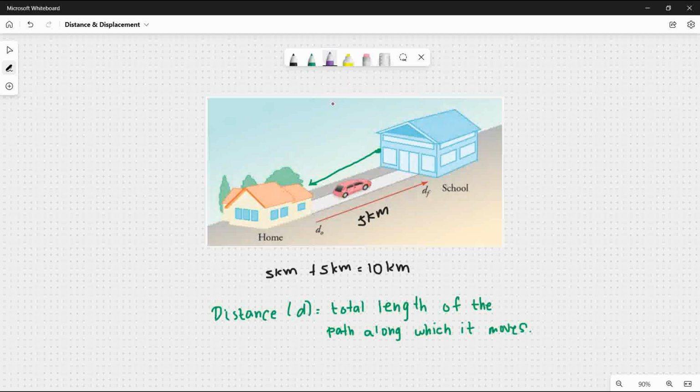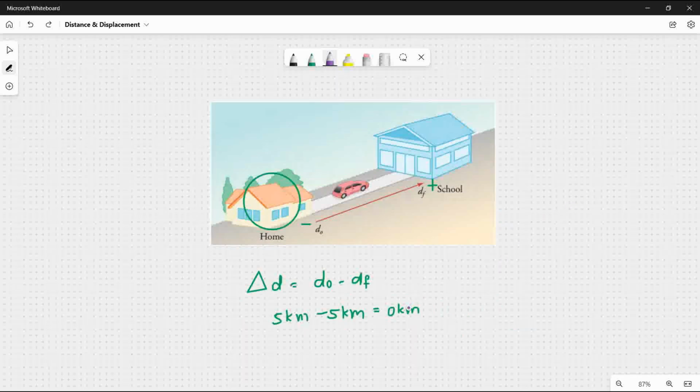So going back to distance, we only include the magnitude, the size or amount of the distance traveled. This is called a scalar quantity. However, when we describe displacement, you take into account both magnitude and the direction of the movement, making it a vector quantity.